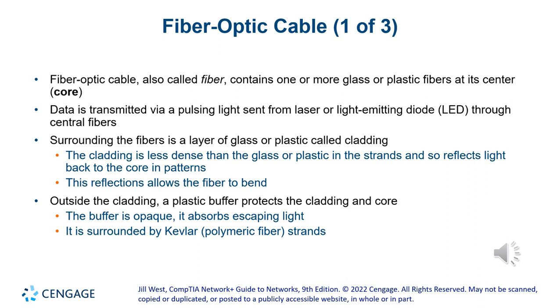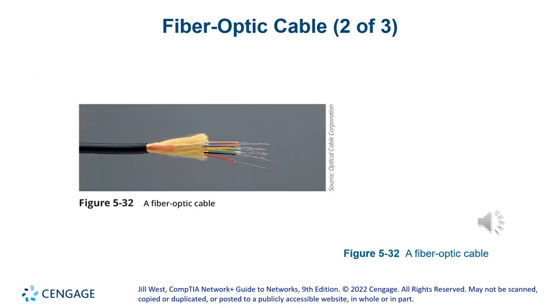Then they have an outside cladding that is a plastic buffer to protect the internal cladding and the core. Some of that is also covered with Kevlar. Kevlar is the material used on bulletproof vests. So Kevlar is on those strands in there to provide more protection to the cable. I say cable, I mean fiber. I meant the protection to the fiber.